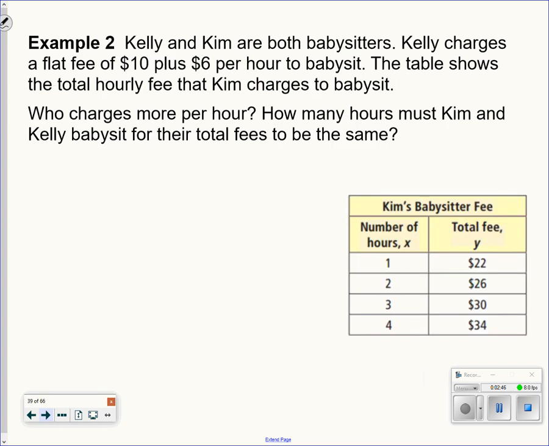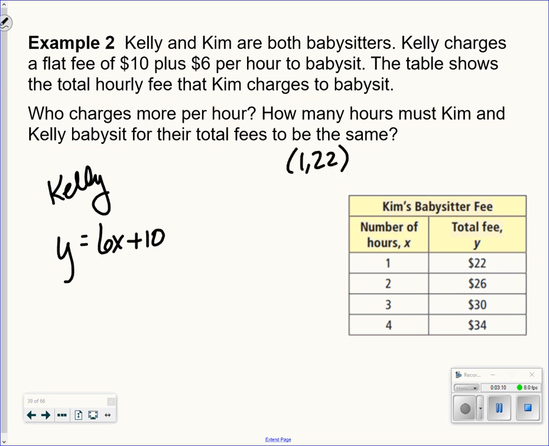Kelly and Kim are both babysitters. Kelly charges a flat fee of $10 plus $6 per hour. So here's Kelly: y equals 6x plus 10. The table shows the hourly fees for Kim. So here's Kim, and we don't know Kim's equation yet. For 1 hour, it was $22. For 2 hours, it was $26. So now let's write an equation for Kim.